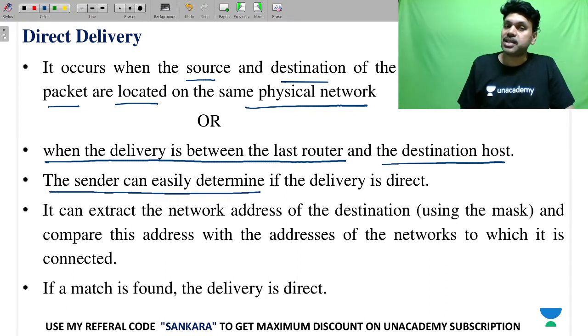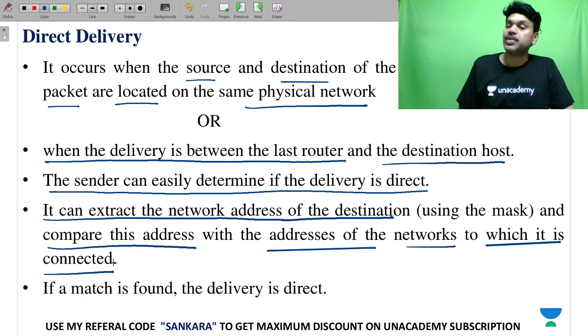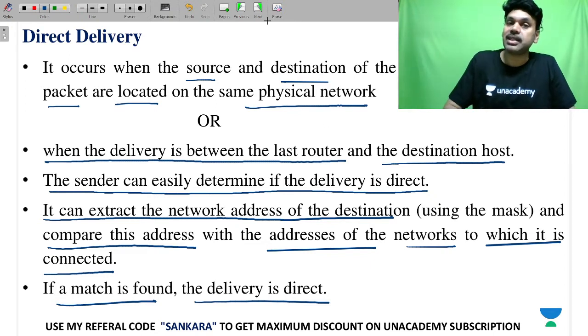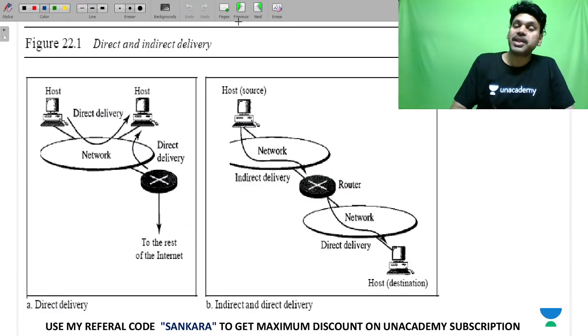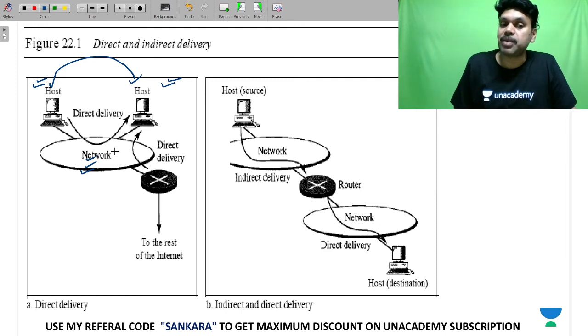So the sender can easily determine if the delivery is direct. What is the meaning of that? It can extract the network address of the destination and compare this address with the addresses of the networks to which it is connected. If a match is found, immediately we are going to deliver the packet, right? This is about direct delivery. So listen carefully, direct delivery. Host A and host B belong to the same network only. Therefore, host A can directly send the data to the other host because both belong to the same network.